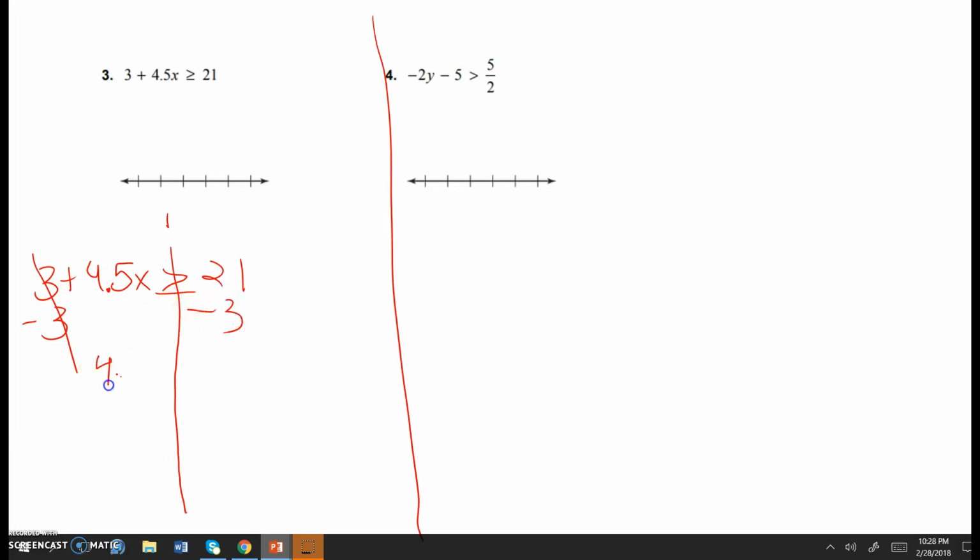So I'm left with 4.5x over here. It's greater than or equal to 18. We're going to divide by 4.5, which if you do by hand or plug it into your calculator, you're going to get 4. And we didn't divide by a negative, so we're going to keep the sign the same.